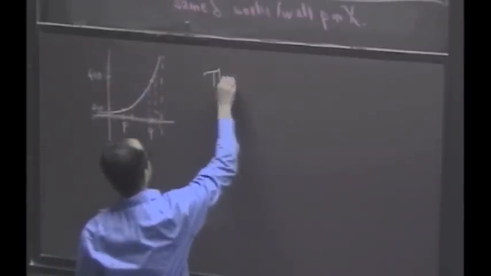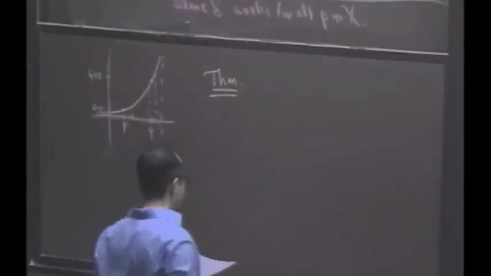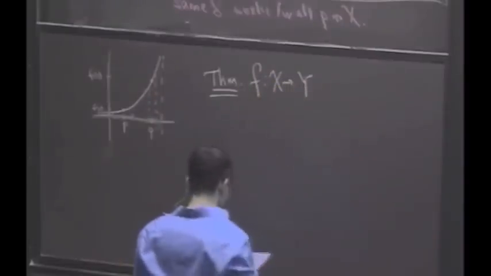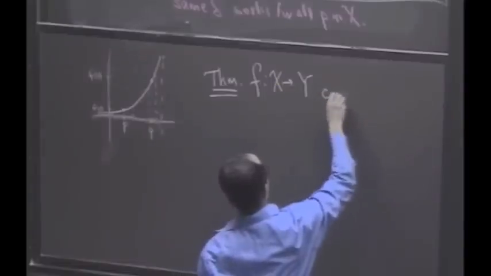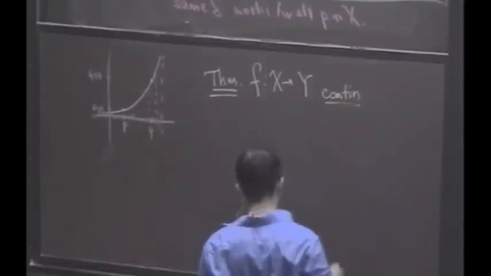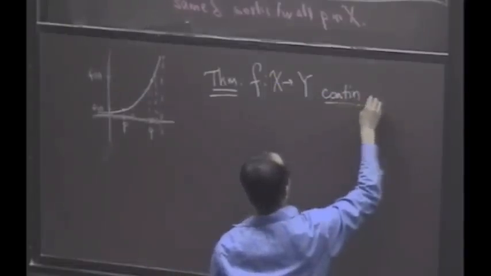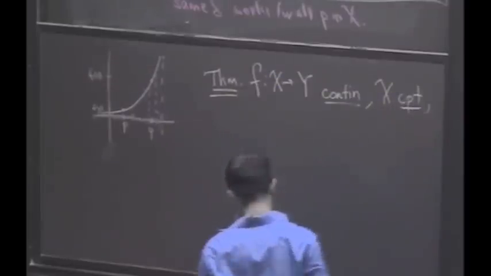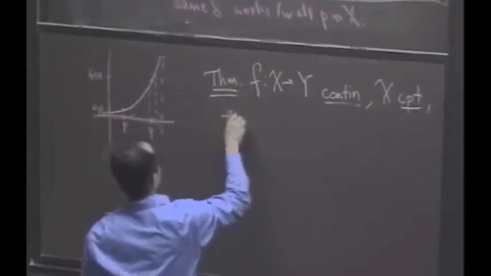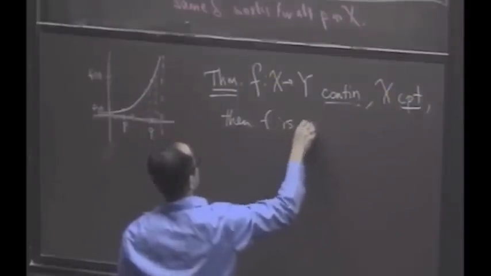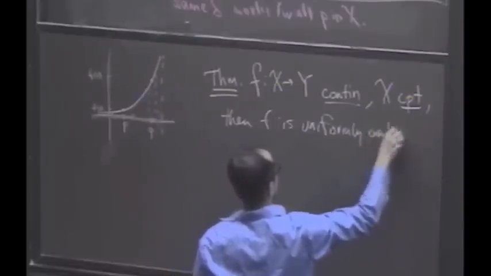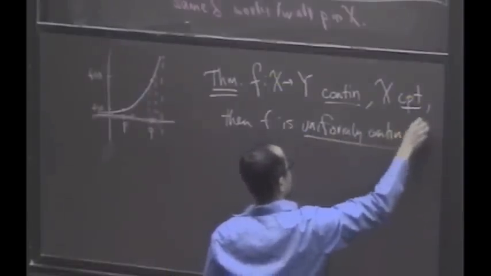So here's our first theorem, one of the most important theorems about continuity, and that is if you have a continuous function f on a compact set X, then in fact f is uniformly continuous on X.